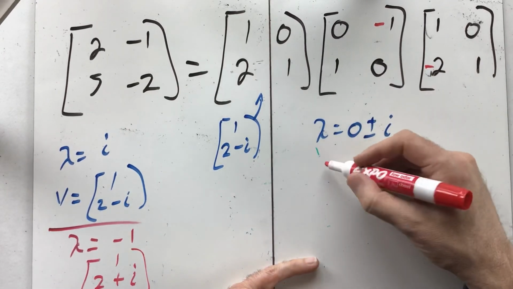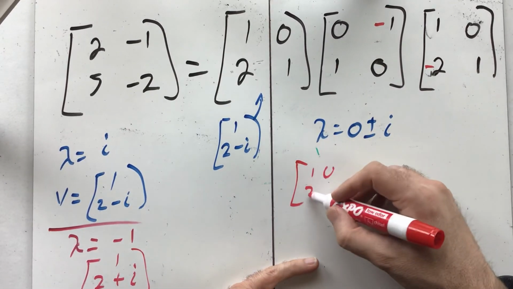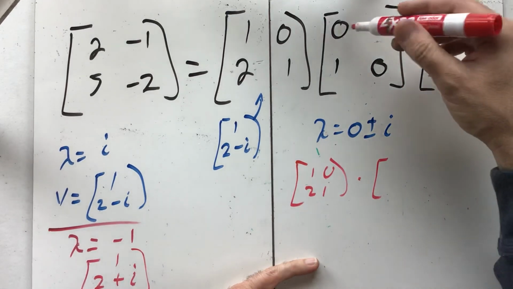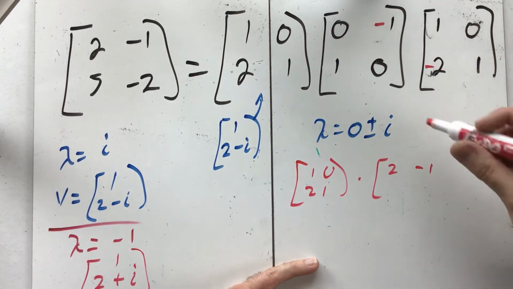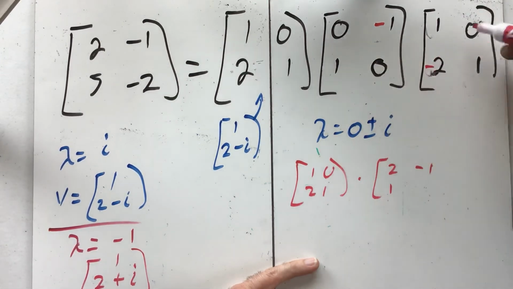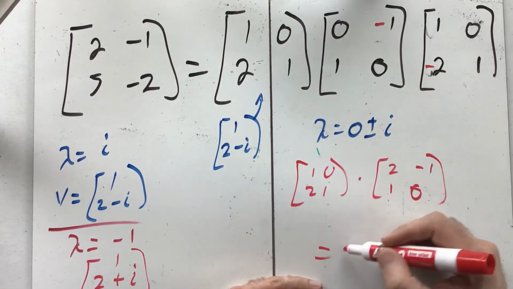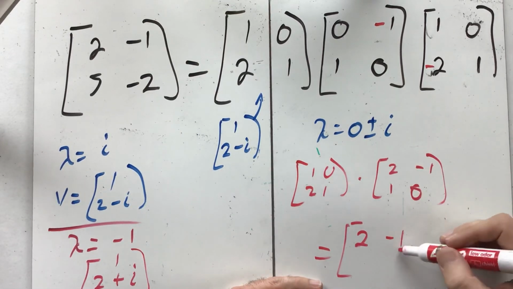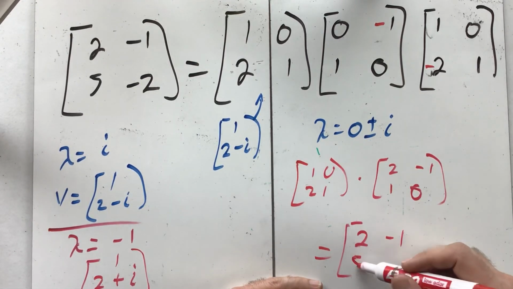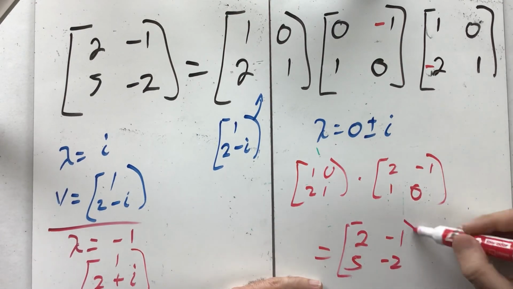So this becomes 1, 0, 2, 1, and let's multiply here. Row times column gives me a positive 2. Row times column gives me a negative 1. Row times column gives me a 1 and a 0. And let's check. That times that gives me 2. That times that gives me negative 1. 4 times 1 is 5. And negative 2. Okay, so that works.